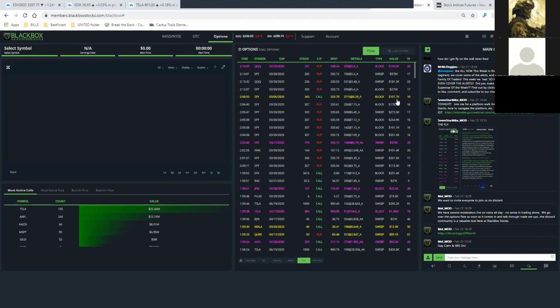Blackbox and Cheddarflow and Flow Algo are websites that people can subscribe to. They take all the institutional investors and what they're betting on. You can see the flow coming in, and it's public information. I'm subscribed to the site, and as soon as any kind of massive flow comes in, we can see it and share it with the group here.